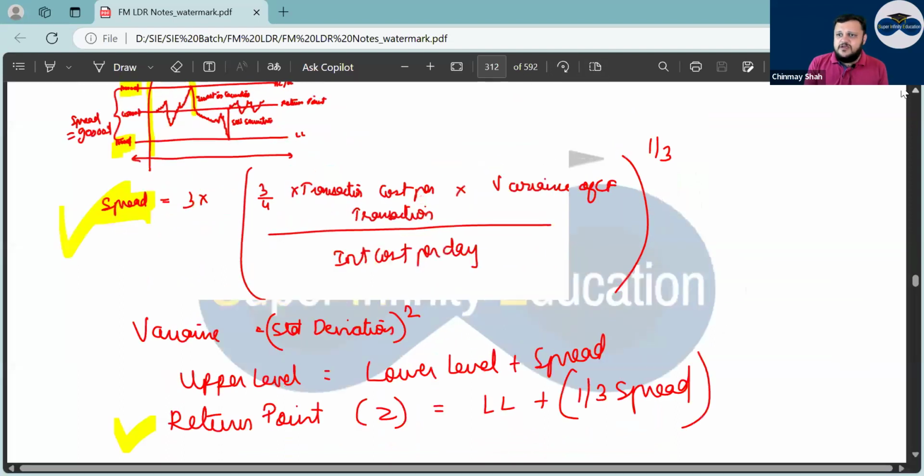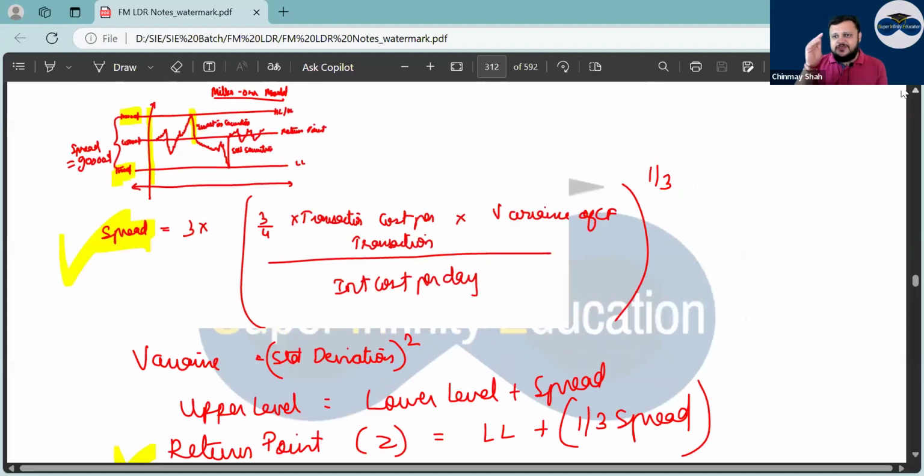What is the Miller-Orr model? See, you have an upper limit of cash and a lower limit of cash. Generally I will keep minimum 1,000 with me, and maximum 5,000 I will keep in my wallet. Correct? Minimum 1,000, maximum 5,000. So the spread is 4,000, right? So the Miller-Orr model tries to give you the spread, based on your old amount of transactions, correct?